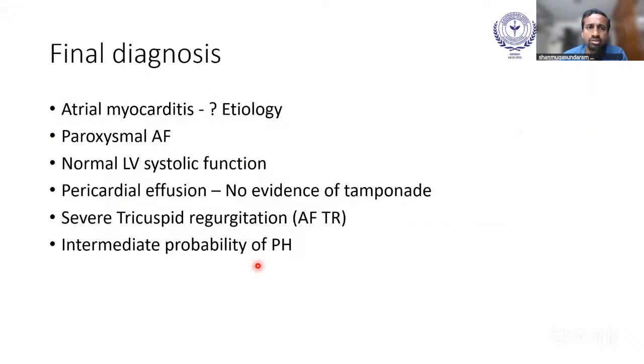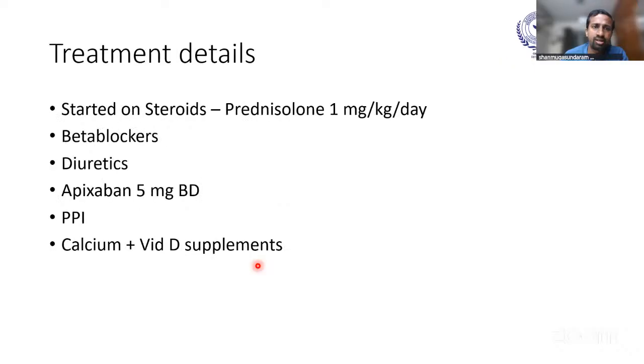So, at this point, we could fairly say that it is likely to be an atrial myocarditis, query etiology, with paroxysmal atrial fibrillation, normal left ventricular systolic function with pericardial effusion, probably reactive to the myocarditis, and no evidence of tamponade. Severe tricuspid regurgitation is related to the atrial enlargement because of atrial myocarditis. So that is atrial functional TR, and there was intermediate probability of pulmonary hypertension.